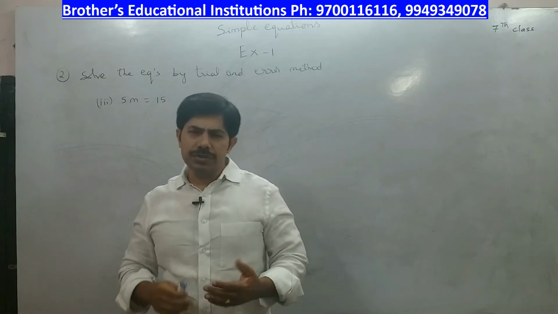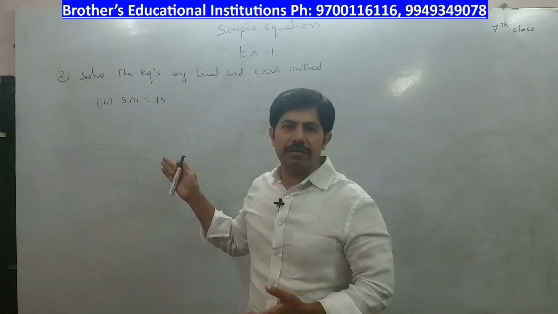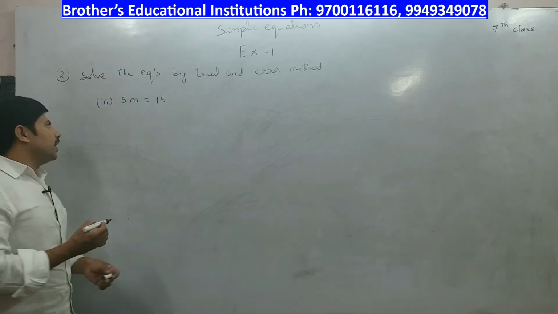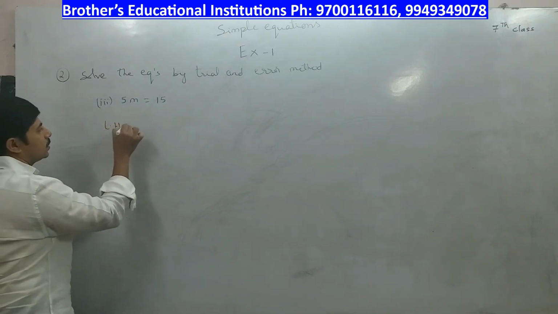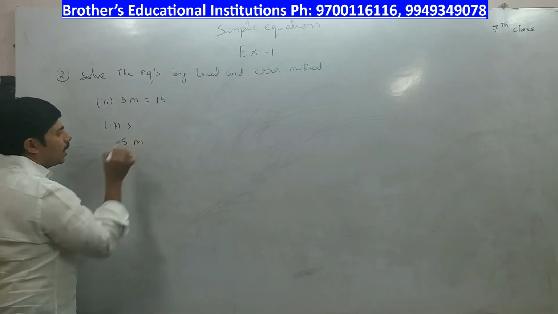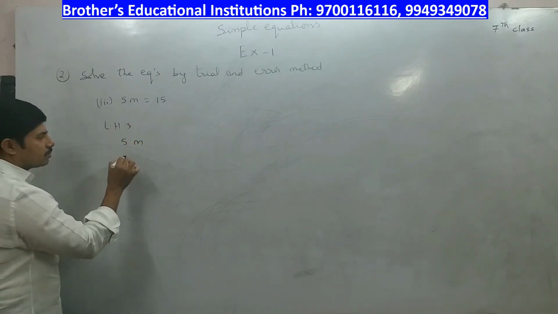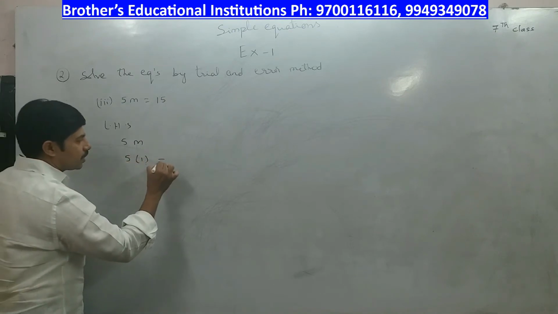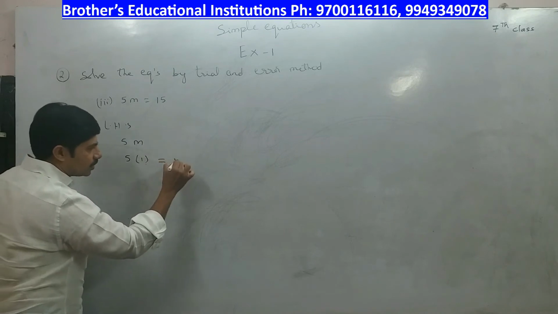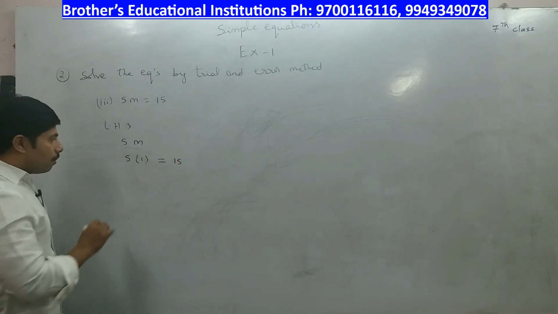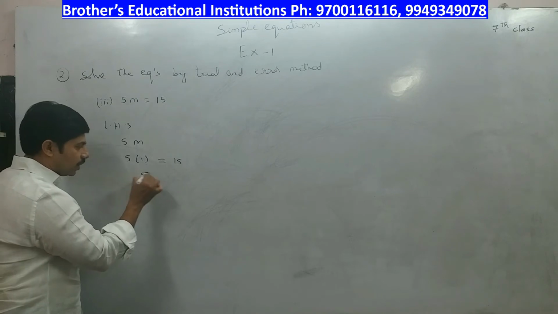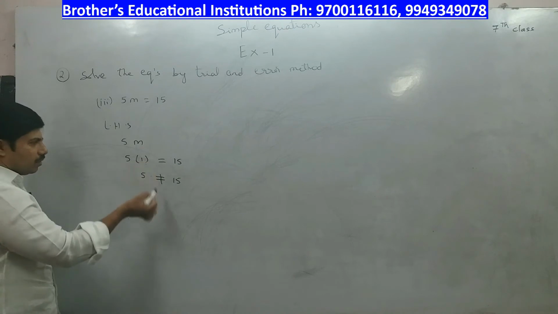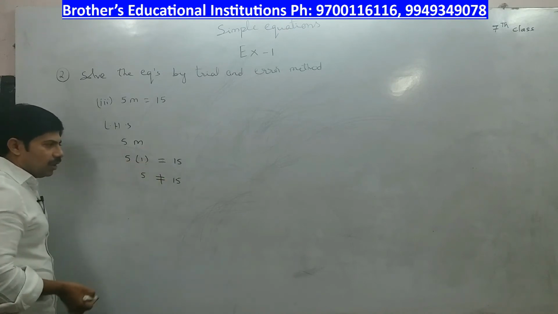So what we have to do is, using the trial and error method, we need to find the value of m. So here first we will take LHS, 5m. I will substitute the value of m as 1, 5 into 1. You can write RHS also. 5 ones are 5. 5 is not equal to 15.